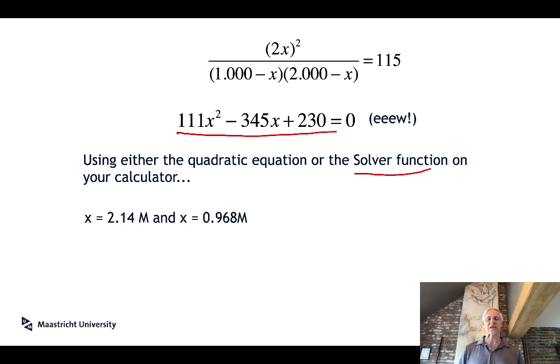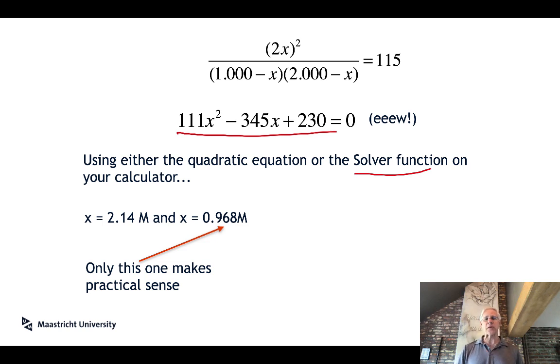So when we solve this, because we have a quadratic, we get 2 values of X. We have 2.14 and 0.968. If you have a quadratic, you will always have 2 solutions, and this is no exception. So as it turns out, only one of these values will make any sense, and that's the 0.968. The reason 0.968 is the only one that makes any sense is because if X were equal to 2.14, it means I would have lost more H2 and F2 than I started with. And you can't do that. You can't use more H2 than you have, right? So we have 0.968 is the only one that makes practical sense.